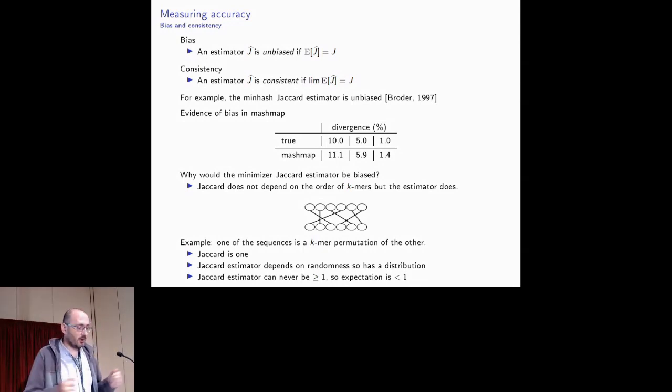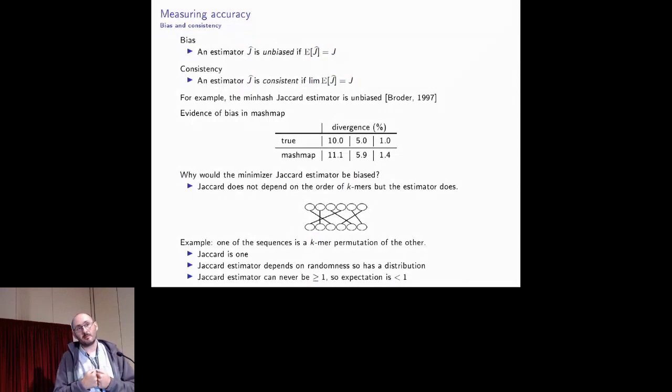A great example of an estimator that we use is the min-hash Jaccard estimator. So it's just like the Jaccard estimator for minimizers, except it's using a different sketch, the min-hash sketch. And the classical result shows that this estimator is unbiased, and that's really great. Now, what about the Winnowmap or the minimizer Jaccard?